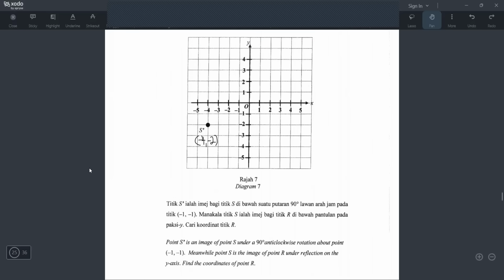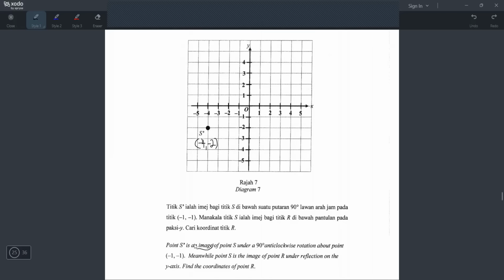Let's read the question. Point S prime is the image. Whoa, this is the image of point S. It means definitely S is the object. Okay, S prime is the image, S is the object, under a 90 degree anticlockwise rotation about point negative 1, 1. Meanwhile, point S is the image of another point, point R, under reflection on the y-axis. Find the coordinates of R.